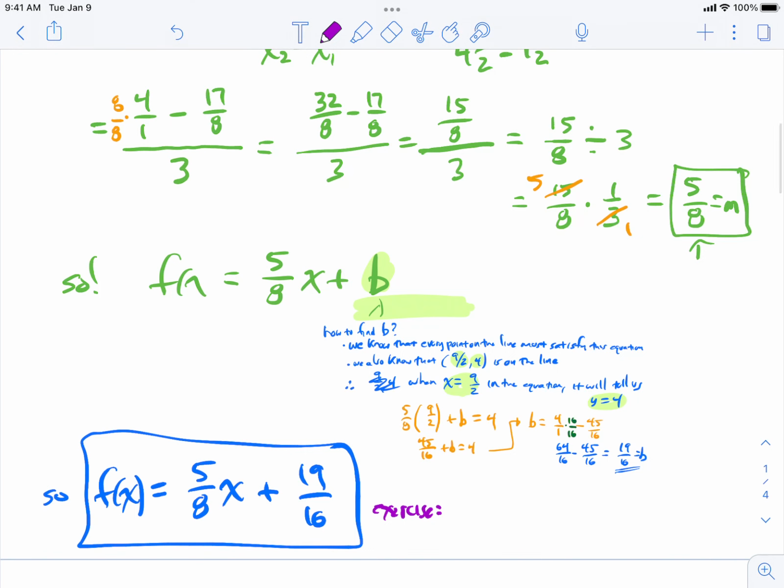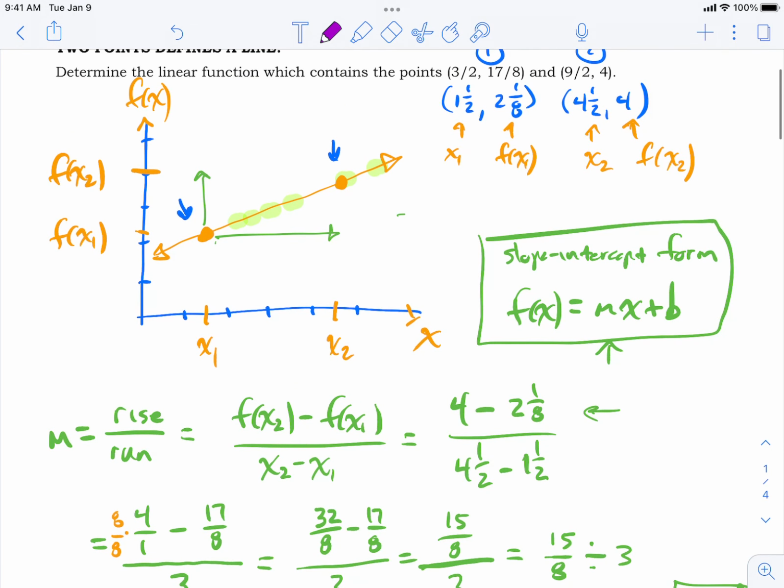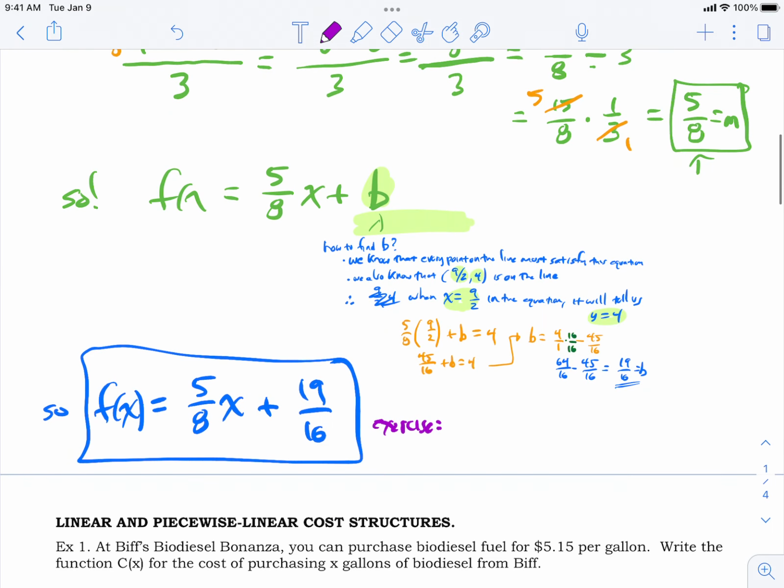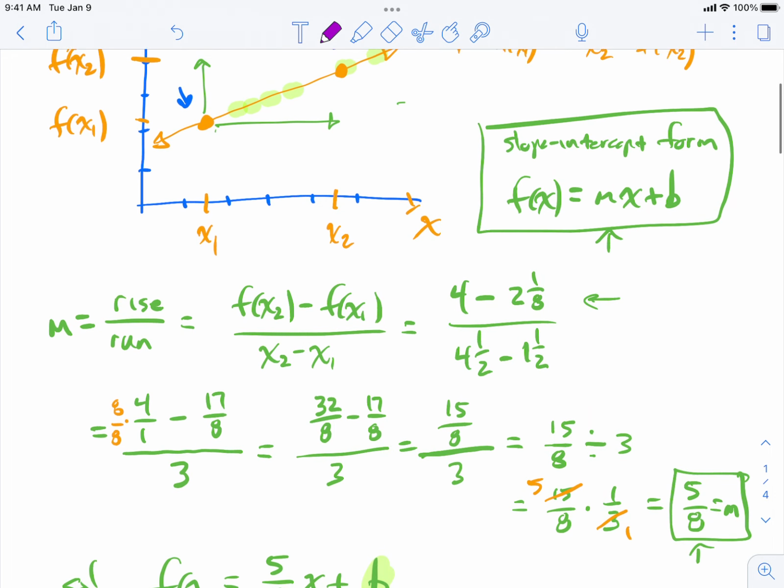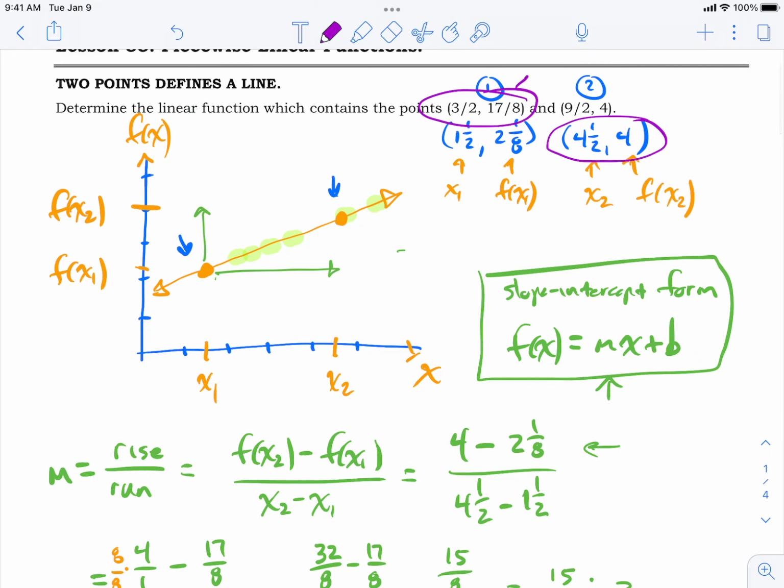And if you want a nice little exercise, we just used which point? 9/2, 4, right? So we used this point in order to solve for our b. Well, you should be able to plug in this point. That should work too. So if you plug in x equals, let's use the improper fraction form actually, if you plug in x equals 3/2, you should get, so I'll say the exercise is to show that you get y is equal to, what are we supposed to get? We're supposed to get 17/8.